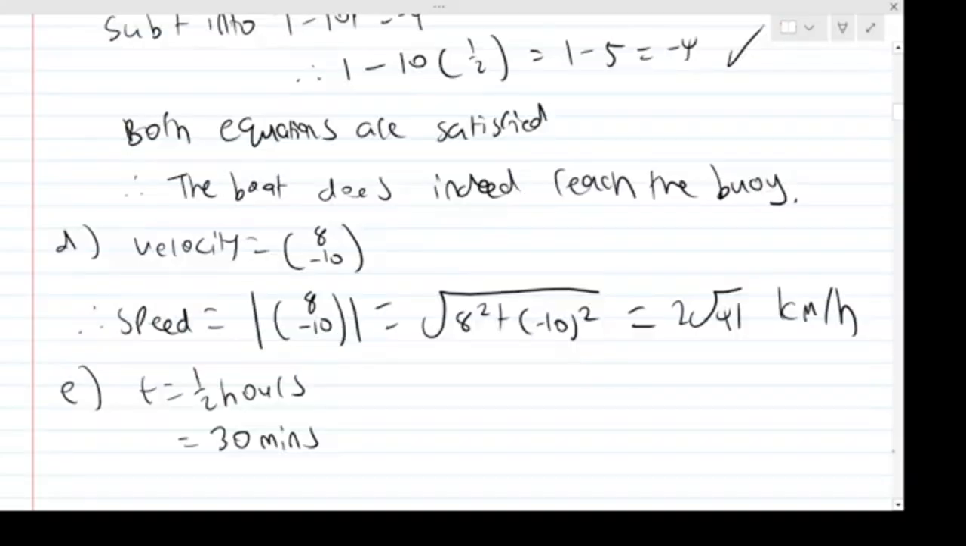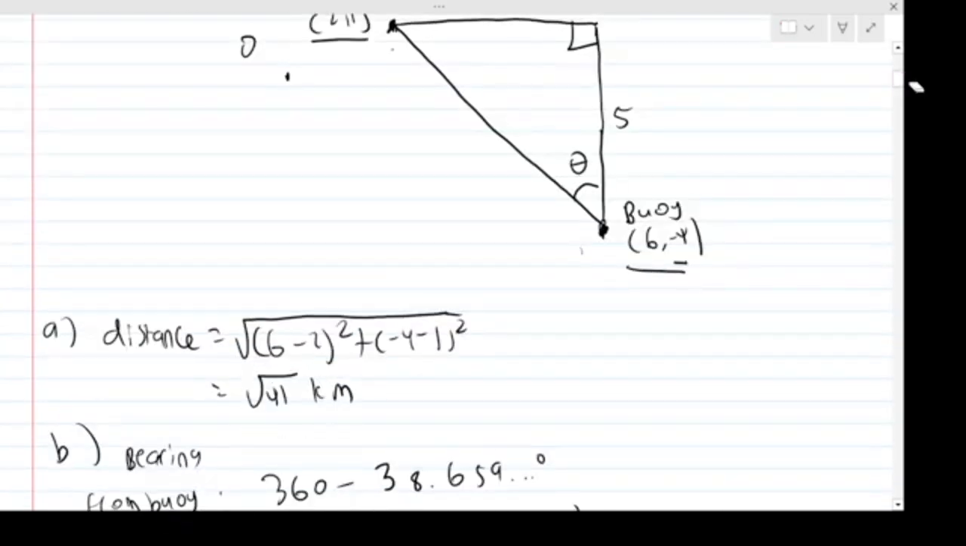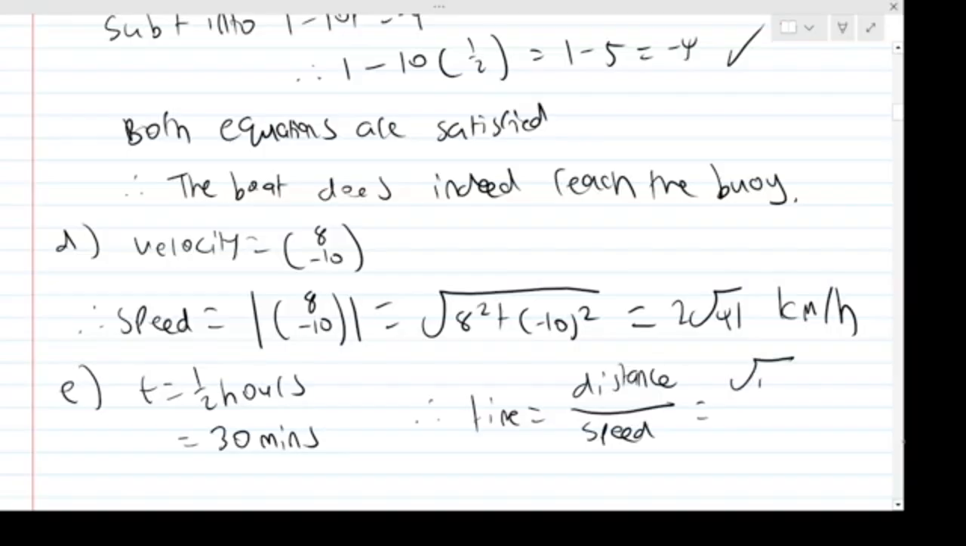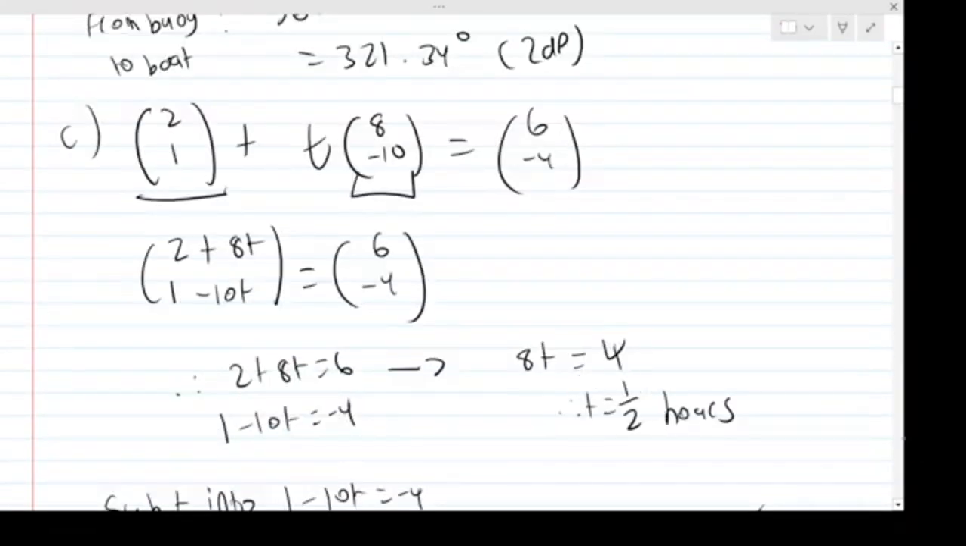But if you're not entirely convinced, remember, because distance is speed times time, we know time is also distance divided by speed. We already worked out distance and speed, because the distance from the boat to the buoy in part A was root 41, okay? And the speed we just worked out to be 2 root 41. Well, the root 41s cancel and it just leaves a half. And well, there we are. So that means we do indeed get my solution for time of a half. So there we are. Cool.